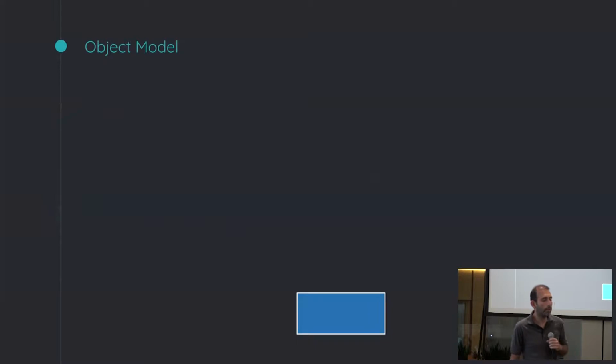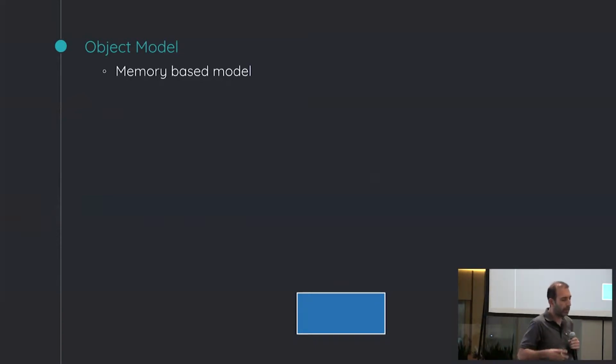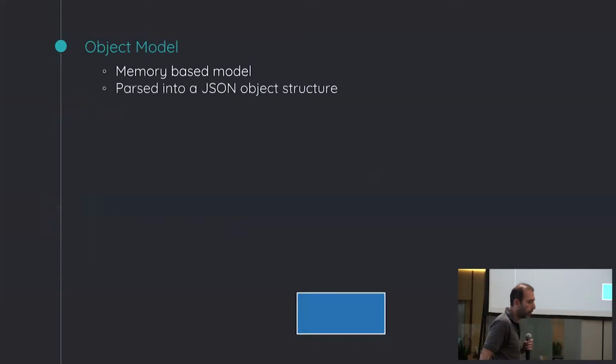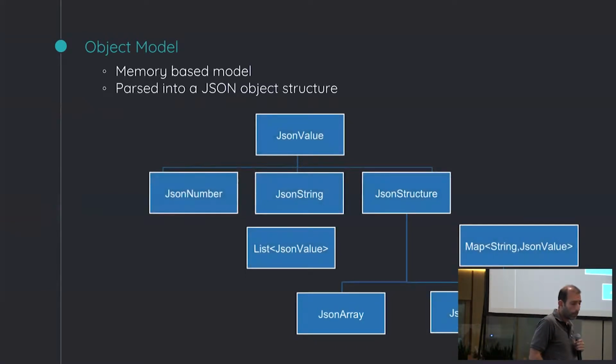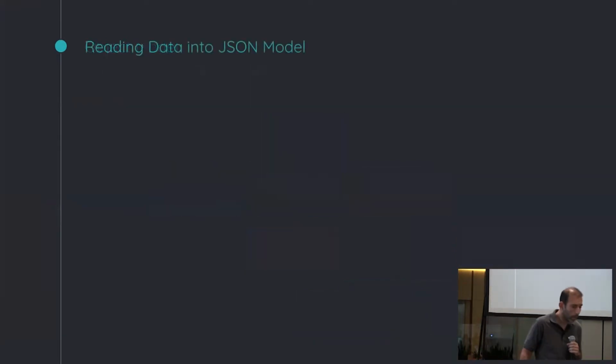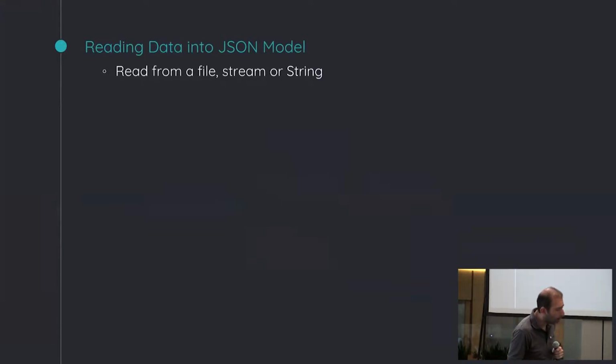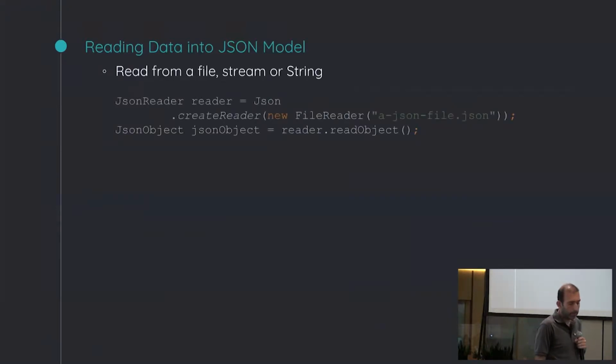The JSON-P object model is a memory-based model which loads the entire JSON document into memory. As it is loaded, it's parsed into a JSON object structure with the JsonValue class at the top. The model consists of a JsonObject, which represents a JSON object, obviously, and the JsonArray represents the JSON array, and all other values such as string and number are represented by JsonValue. The object model reads JSON data from a file, stream, or just a string, parses it into a JsonObject instance, and can also parse directly to a JsonValue or a JsonString.